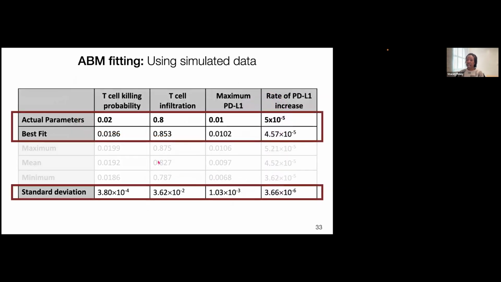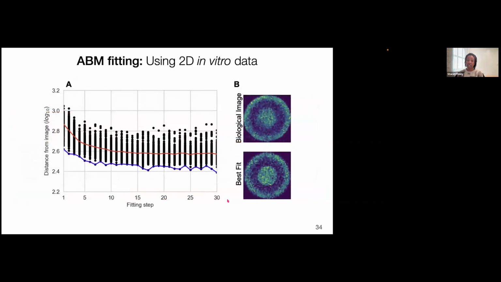We can also look at how good of a parameter estimation we're able to attain. So these are the actual parameter values that produce that image on the top. And this is the best fit that we get by using this image-based approach for calibrating our model. So we see that we do really capture those actual parameter values with a small standard deviation. This is just an initial test case to see, is it working properly? And then we can try something that's a little bit more complex and realistic.